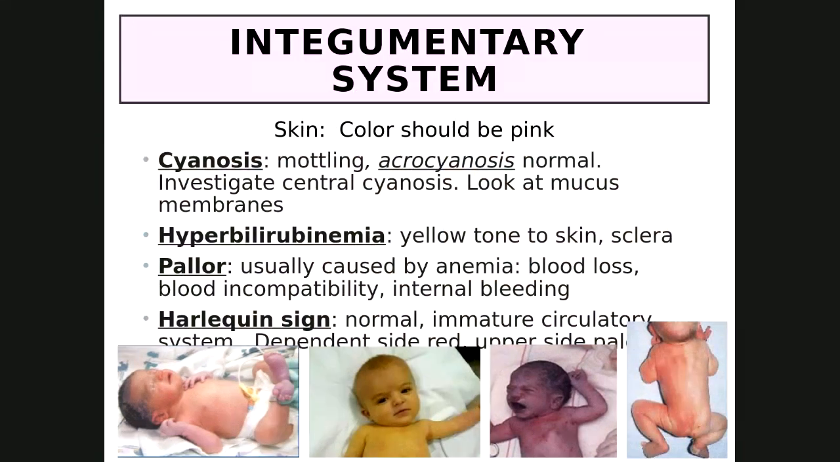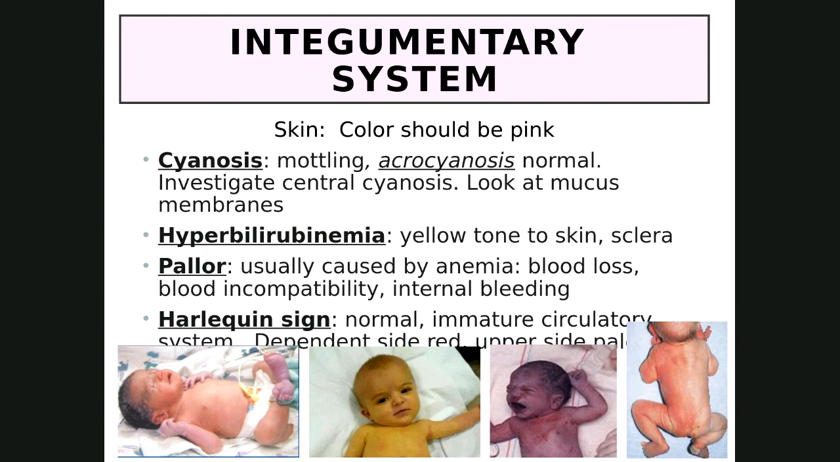Skin color should be pink on a baby, okay? So here, cyanosis is mottling. Acrocyanosis is normal, but this baby here, again, cyanotic baby, right? Look inside the mucous membrane for signs of how the baby has good color or not, just like you do for adults.